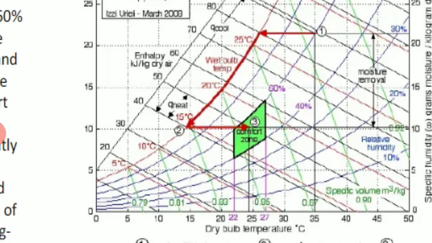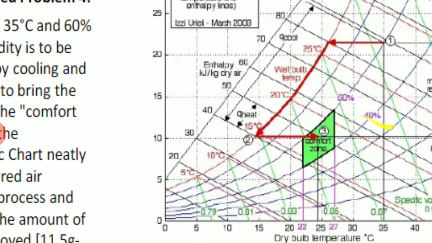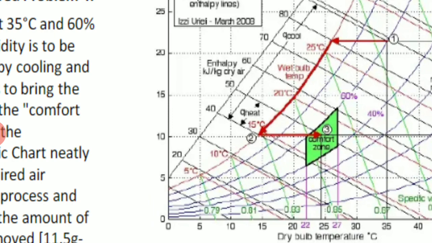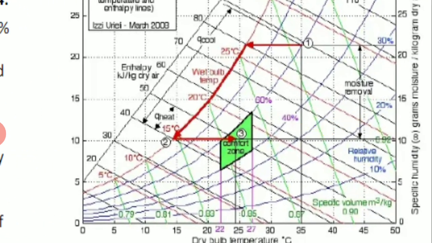From point 1, draw a horizontal line. Then from that point, draw a curve on the bottom side, up to the comfort zone. From point 3, draw a reference line to the saturation curve, up to point 2. Then draw the curve downside to meet point 2.